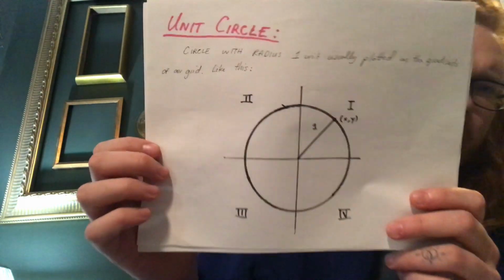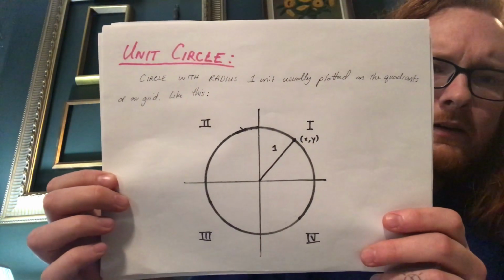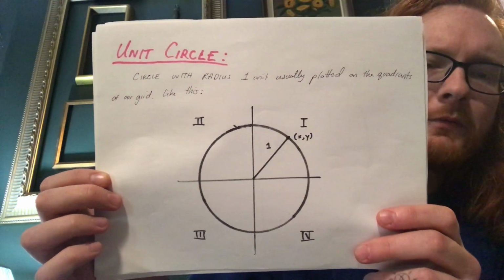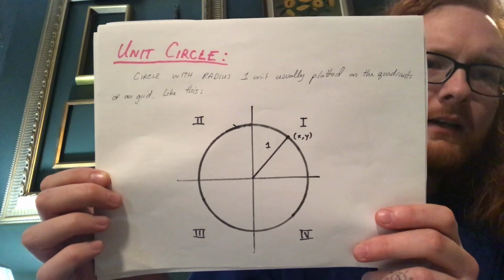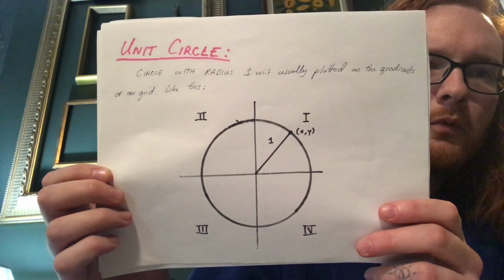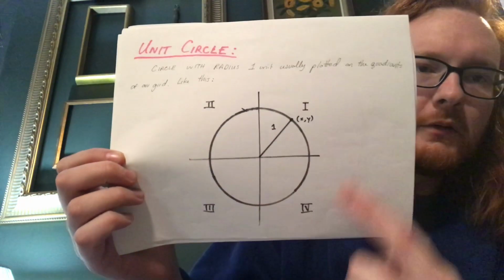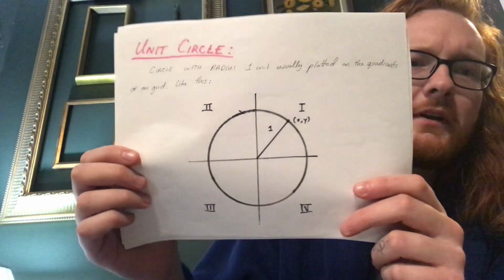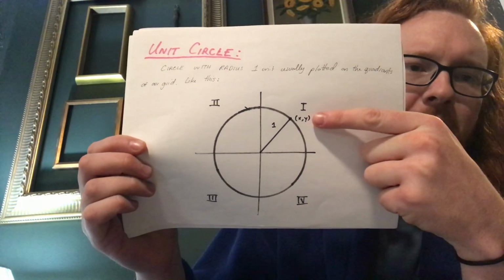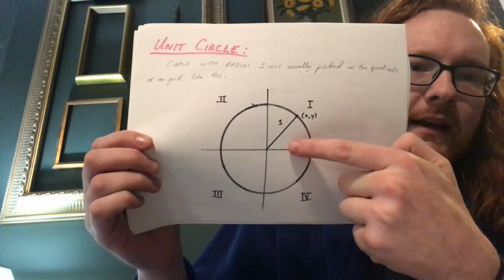Alright, first up, some notes. This is the unit circle. It's a circle that has radius 1 unit, hence why we call it a unit circle. It's normally plotted on our quadrants of the graph. Notice I got them 1, 2, 3, and 4. It goes counterclockwise. Today we're talking about the relationship between this point, which I've called xy, and the angle that's going to make it.